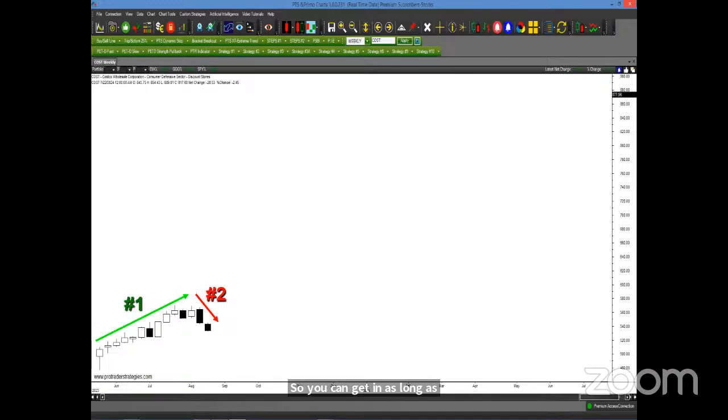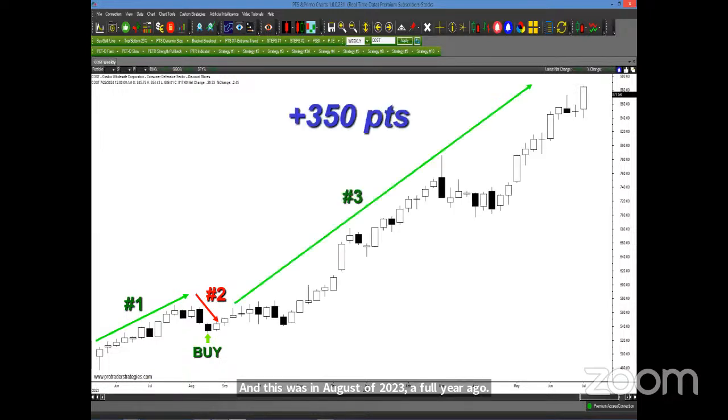Now, the signals are all generated, and you know exactly how to identify them just by looking at what we teach you in the course. But just to check your work, click on strategy number 9, and you see here that, yes, there was a buy signal right here at the second downward week. And this was in August of 2023, a full year ago. Would you like to take this signal in Costco in your long-term portfolio? Because it's gone up 350 points within the year since that setup was generated.